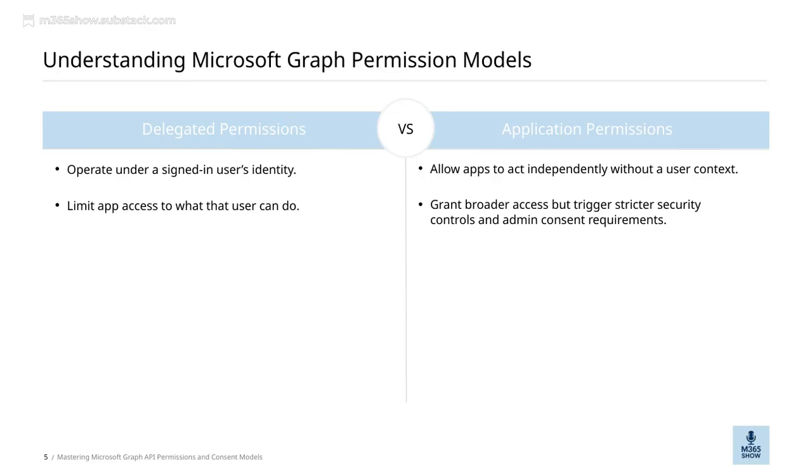On the other hand, we have delegated permissions. These are used when the app operates under a signed-in user's identity. In this case, the app can only perform actions that the user is authorized to do. This setup limits the app's access to what that specific user can access, providing a more controlled and secure way to interact with Microsoft Graph. Understanding the distinction between application and delegated permissions is crucial because it impacts how you design your app's access and security model. It's all about balancing the need for broader access with the necessary security and compliance requirements.